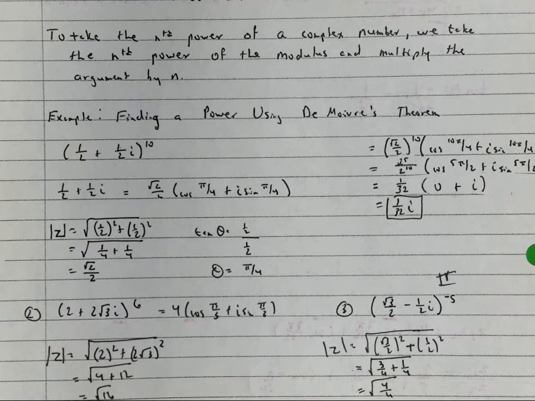Now, tangent. 1/2 divided by 1/2. What's 1/2 divided by 1/2? 1. What quadrant would that be in if I graphed it? First. That's why I got pi over 4. So I wrote that just like I've been doing, like I learned yesterday.